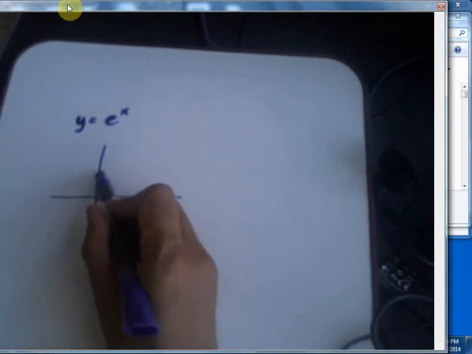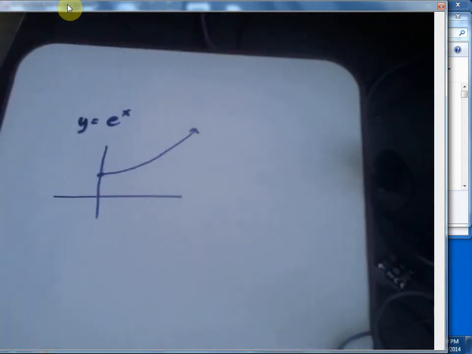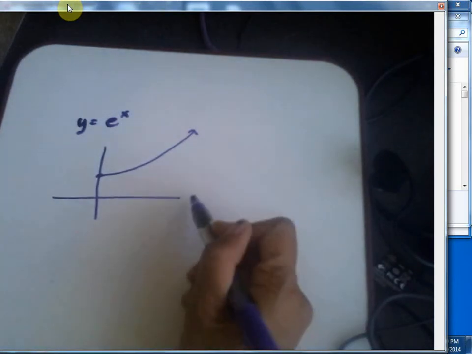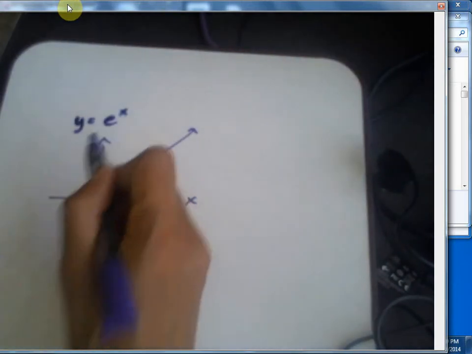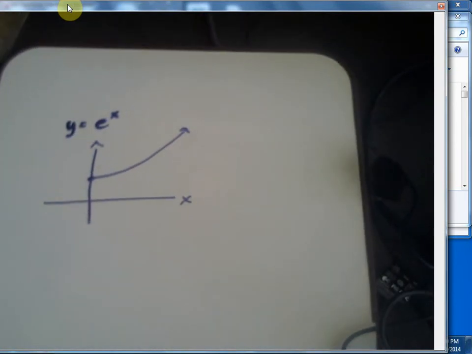So it looks like this. It starts at 1, and it just explodes like this. Where do you get that? You see those kinds of graphs all the time. And I'm drawing it only in the first quadrant because I'm an applied mathematician. And usually the x-axis is time, and the y-axis is something I'm graphing.